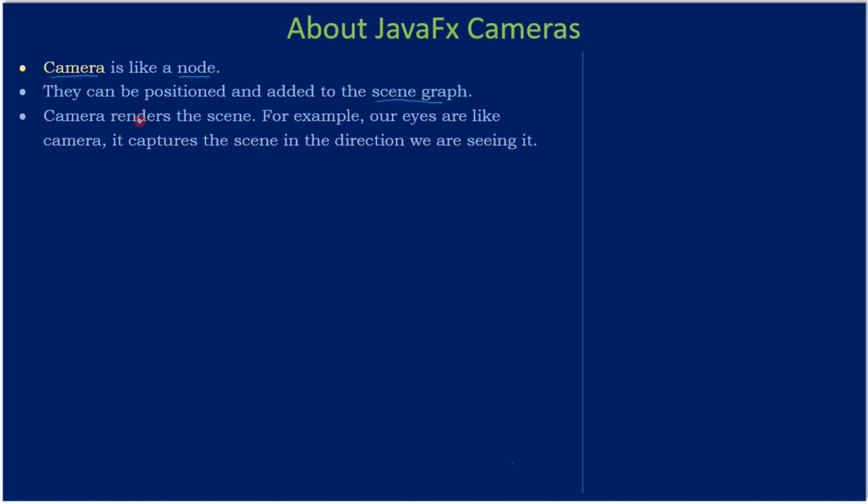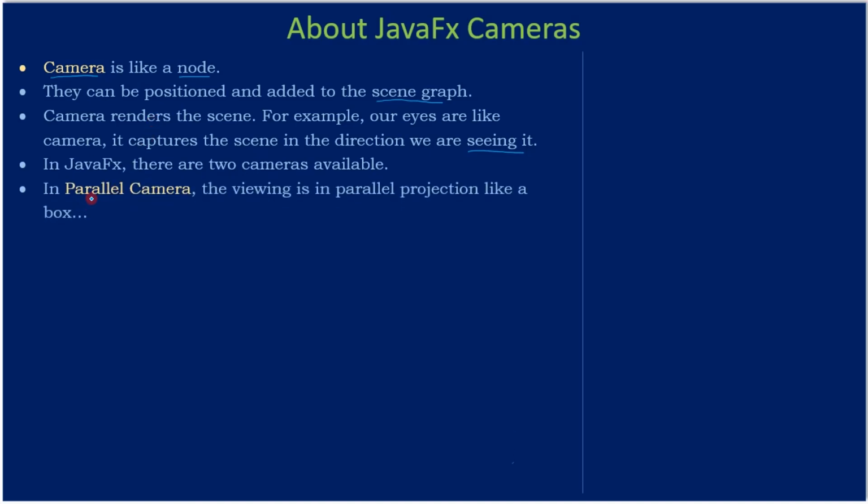So the purpose of camera is to render the scene. For example, our eyes are like camera. It captures the scene in the direction we are seeing it. So the same way camera also renders a scene. So when we explore the camera, that time you will understand what is a field of view and what it renders or what it sees. In JavaFX, there are two types of cameras.